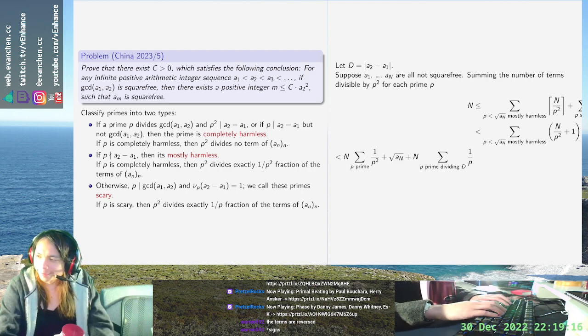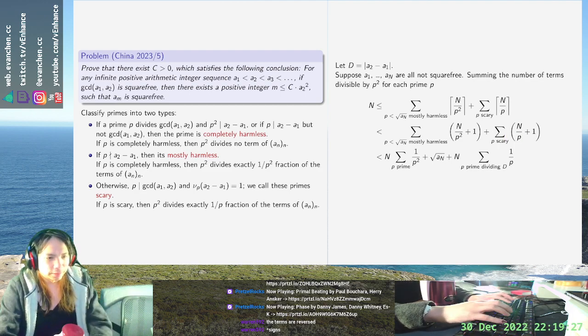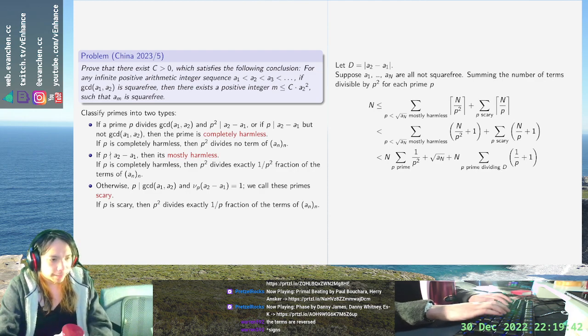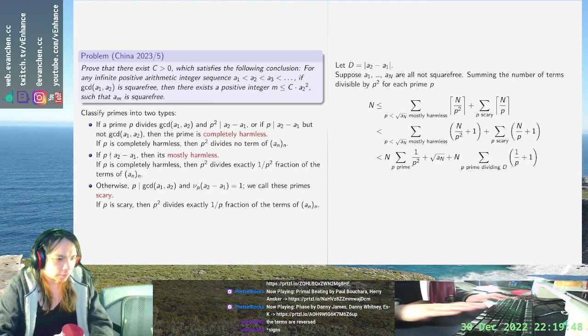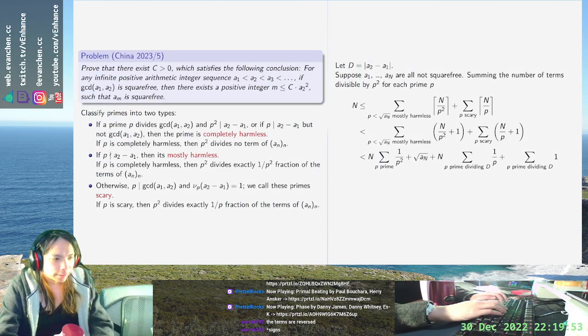Okay, hang on. So this is plus square root a_n, and this is the n over p, and then plus the number of things that divide D. I'll just do, you know what, plus 1 is fine. No, that's not fine. There shouldn't be an n in front of there. Okay, we're good.